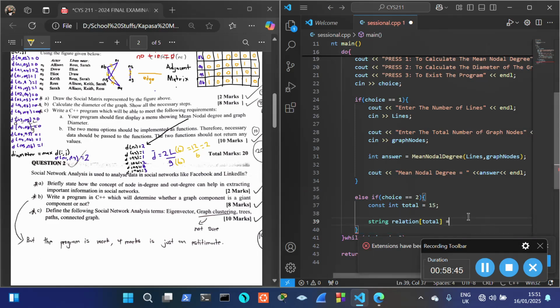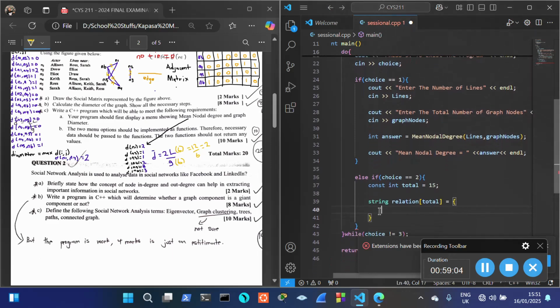We'll just put an equal sign, then open and closed curly braces. So the first thing we need to have here is the first relation. This first relation will be added here now. What I can do to make this look smart, I'll make sure that it's on the same line. Then I'll start adding the relations.